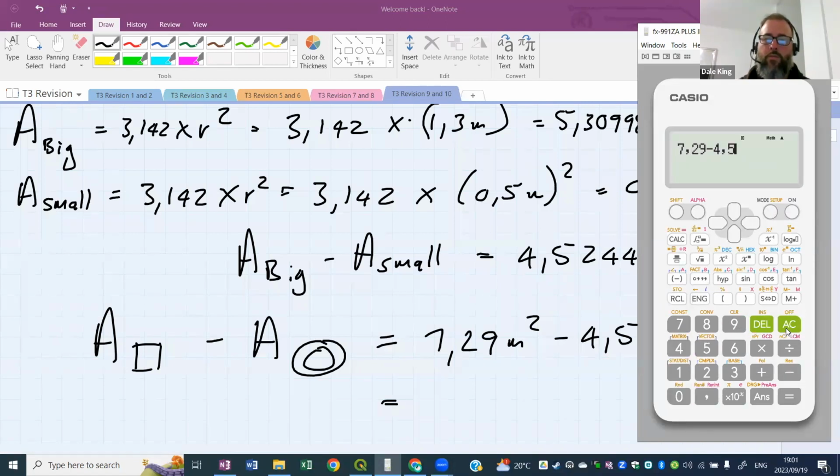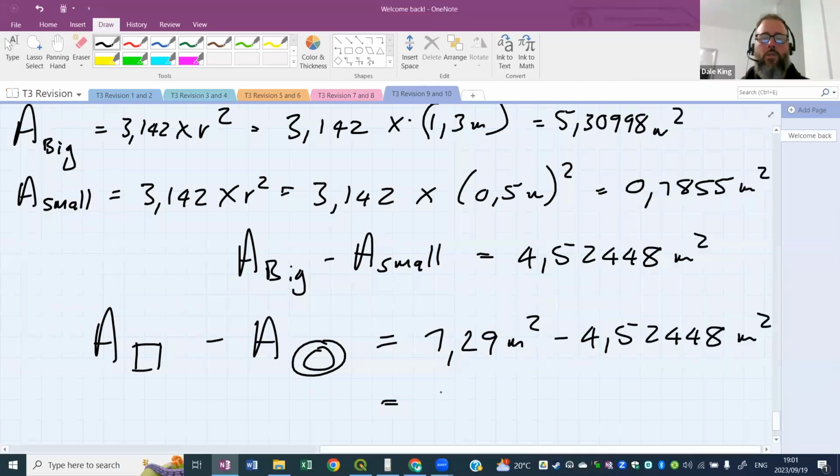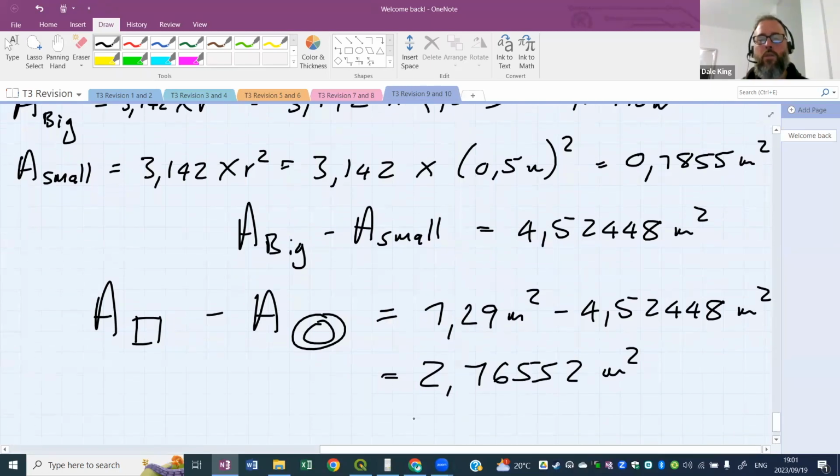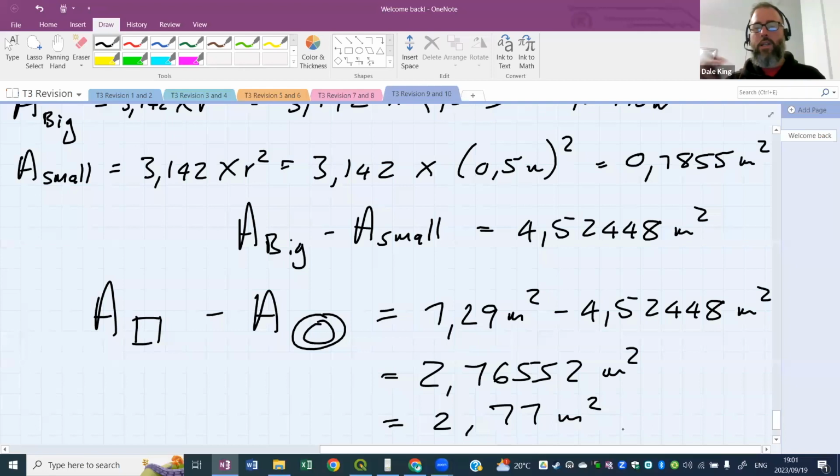So 7.29 minus 4.52448. All right, 2.76552. So it's close. 2.76552 meters squared, which we can round off to 2.77 meters squared. All right, so they said when you cut away this pink donut shape out of this square wood, you'll be left with 2.01, and we're saying no, you're actually going to be left with 2.77. So it's not valid. It's not true. All right.